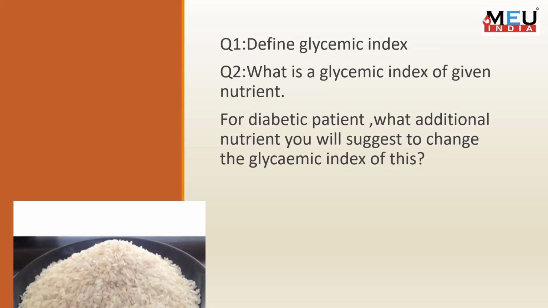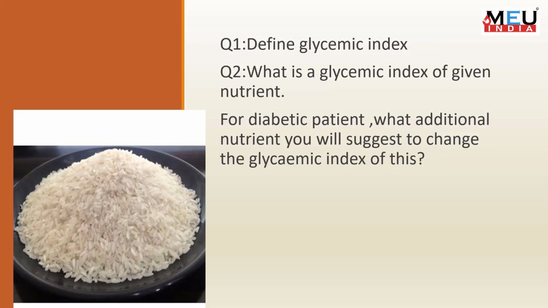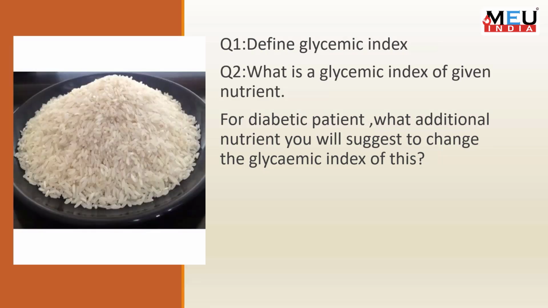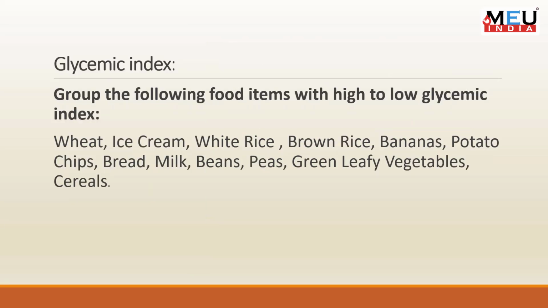Then also we can convert it to another one: define glycemic index. Then what is the glycemic index of the given nutrient? And for a diabetic patient, what additional nutrient will you suggest to change the glycemic index of this? So by taking the history of the patient, they can follow this in the dietary management or dietary planning, that they can advise some additional nutrient in that.